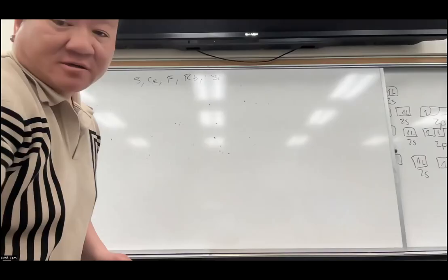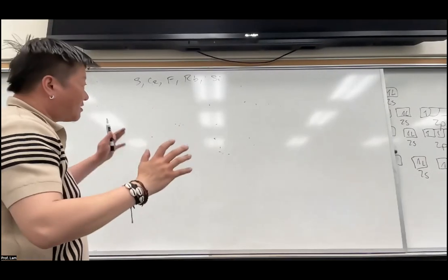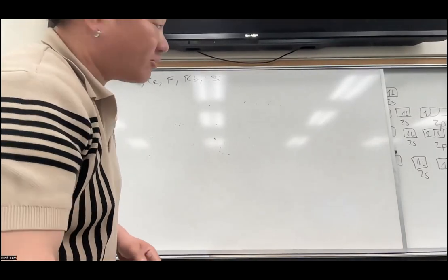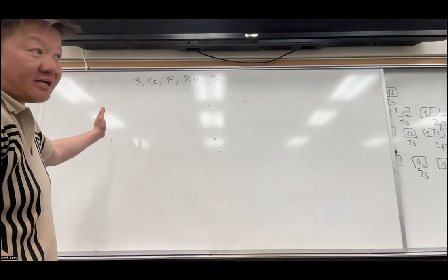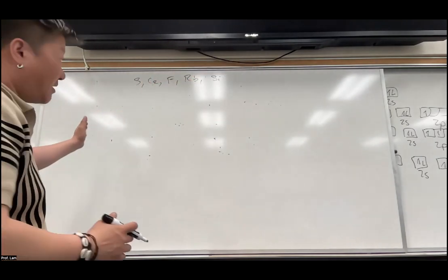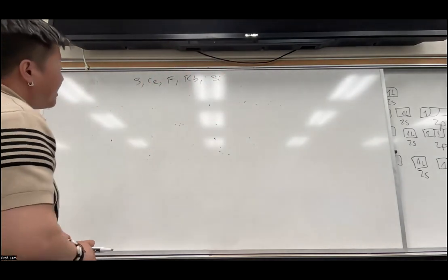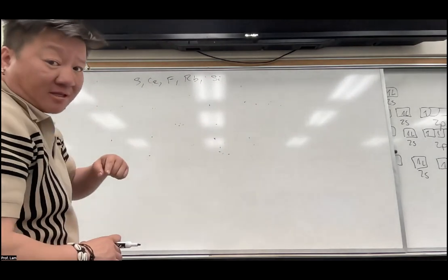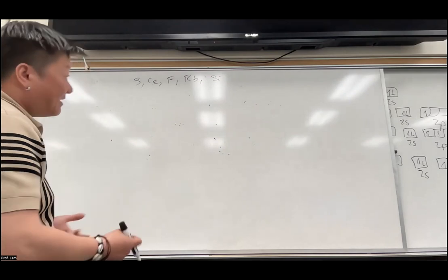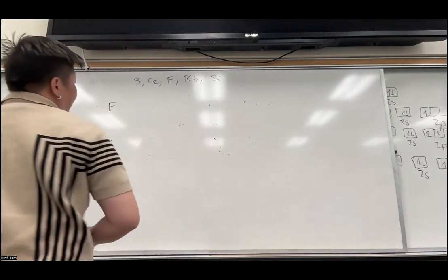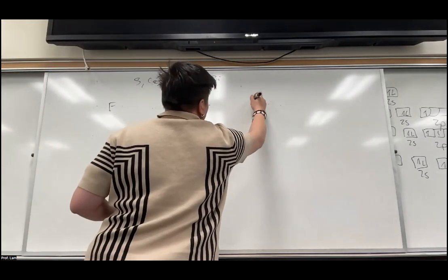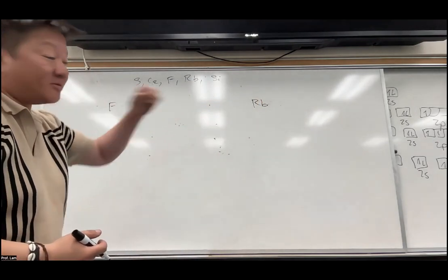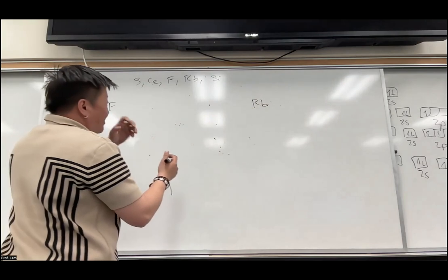Remember my strategy: do the largest and smallest first, right? It did say decreasing, so again, high ionization energy to small ionization energy. So high ionization energy would be the smallest atom, right? So it's going to be fluorine. And lowest ionization energy would be the largest atom. So rubidium over there. And then you fill in between again, right?